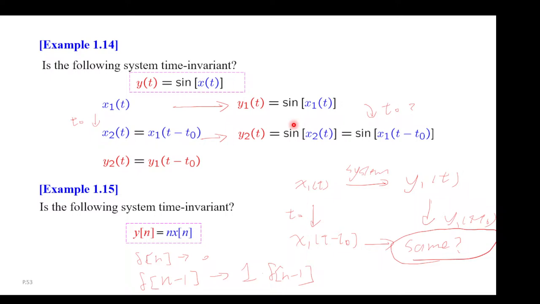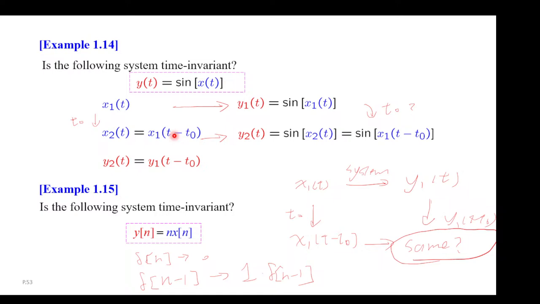So we can see this picture. This is an example of a time invariant system: y of t equals sine x of t. You have some input x1 of t, and then you will have output y1 of t equal to sine x1 of t. And you want to go through this block to check whether it's time invariant. First you do some time shift on your x of t. So now x2 of t is the time shifted version of x1 of t, so x1 of t minus t0.